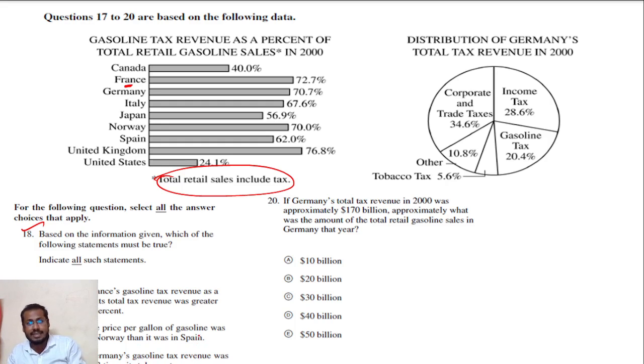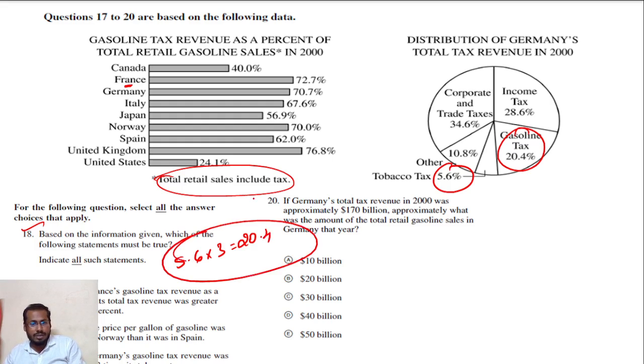Germany's gasoline tax value was more than 3 times the tobacco tax. See, tobacco tax is 5.6, times 3, I will get 20 something approximately, right? So this is what is given here. So this is the right answer. So 3 times the tobacco tax was the gasoline tax in Germany. Correct? Okay, next question. Look at this.